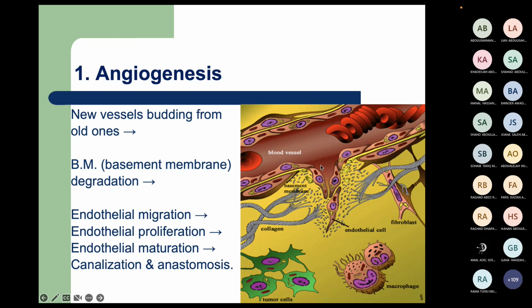They will break down the basement membrane. This yellow line is the basement membrane. It will break down, and then the endothelial cells, which line the blood vessels, will start migrating out from this gap. They migrate out, they proliferate, and then they mature. Maturation of endothelial cells means they canalize and anastomose. They develop a canal, and new blood vessels are formed. A lot of new blood vessels are formed so that granulation tissue can start. So the first step is angiogenesis.